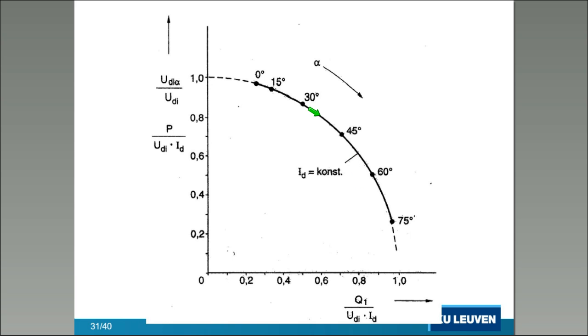So here you have the circle diagram for the direct current arc furnace. Again, on horizontal axis, reactive power, on vertical axis, active power. Where is the working point here? Well, for reasons of smooth production, we keep it at 45 degrees.